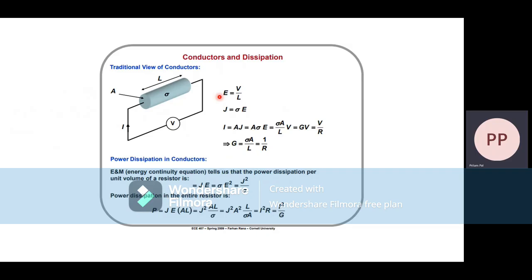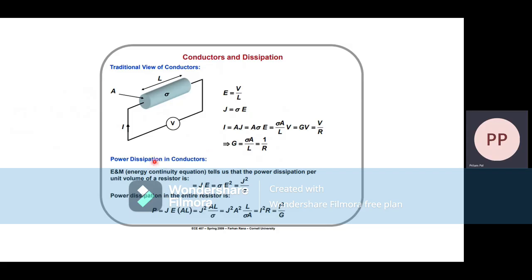If you now substitute J by sigma E, we get the conductance, which is proportional to 1 over L. It's inversely proportional to R, so G equals 1 over R. This is the conductance in the system. As the resistivity of the system increases, the conductance will decrease, as you all know. This depends on certain parameters and conditions of the system, like the temperature and the material that we are using.